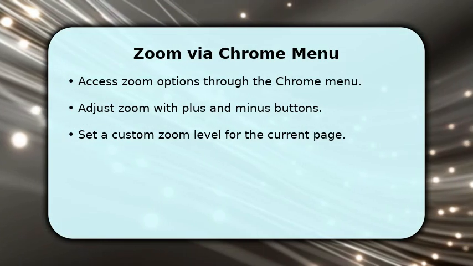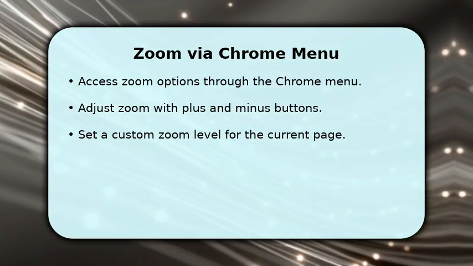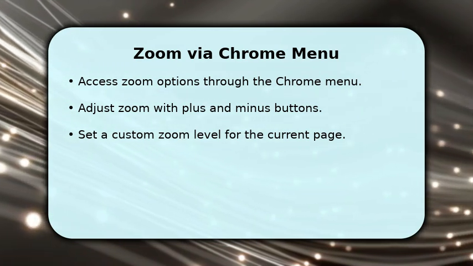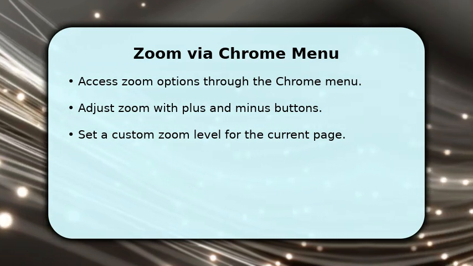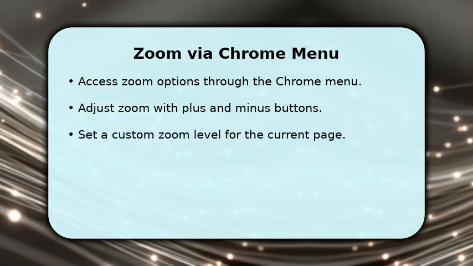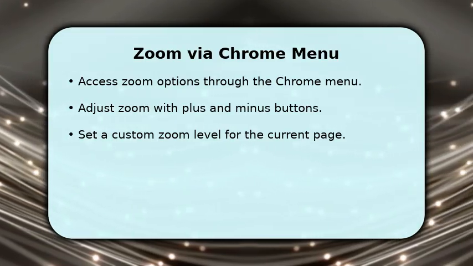Another way to control your page zoom is through the Chrome menu. Click the 3 vertical dots in the top right corner of your browser window. Look for the Zoom section. Here, you can click the plus or minus buttons to increase or decrease the page size. This allows for precise adjustments to your viewing experience.